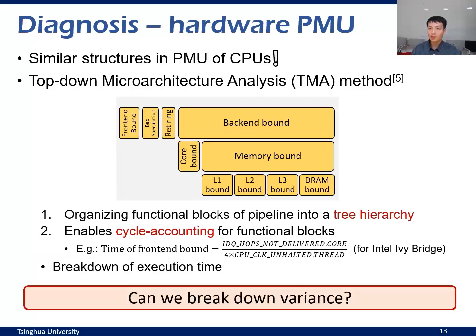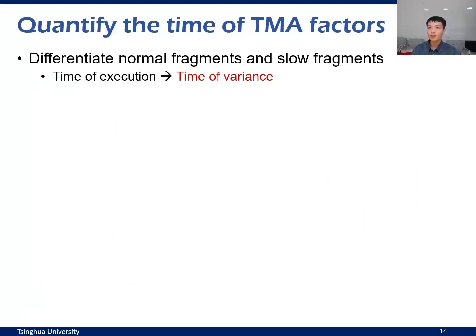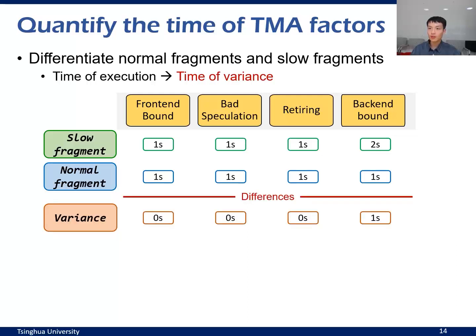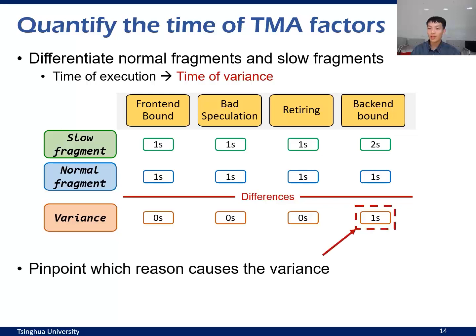Then, the question is, can we break down variance as well? In fact, the difference between the execution time of normal fragments and slow fragments is the time of variance. For example, for slow and normal fragments, their time is broken down into 4 factors. The difference of them shows that the slow fragment spends 1 more second on backend. Thus, we know that the variance is caused by backend, and we can deal with metrics in TMA since all of them can be quantified in time.